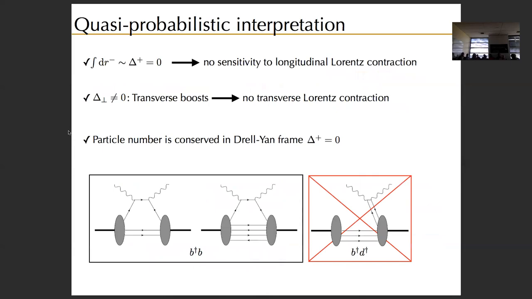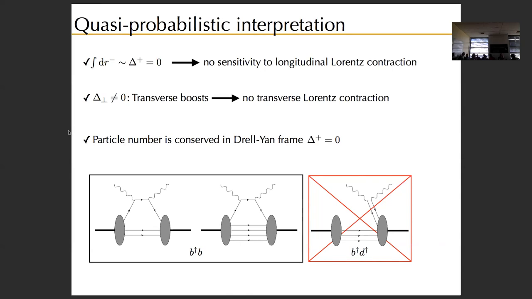So, to repeat a little bit what Matthias was saying today. We are taking Delta plus equal to zero, which means that we are not sensitive to the longitudinal Lorentz contraction. And Delta plus equal to zero is equivalent to integrating over the minus component in R. That is why we now have a five-dimensional distribution and not six-dimensional as in the Breit frame case. We have a finite transverse momentum transfer, which means that initial and final states are related by a transverse boost, but transverse boosts are just kinematical transformations. And then we do not have transverse Lorentz contraction.